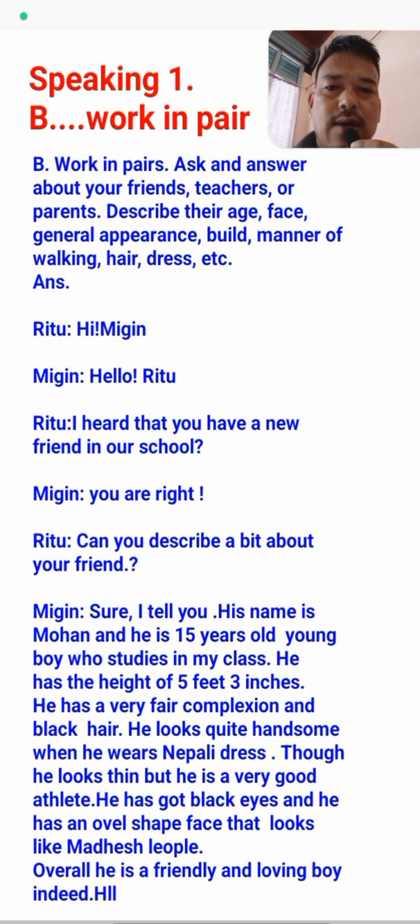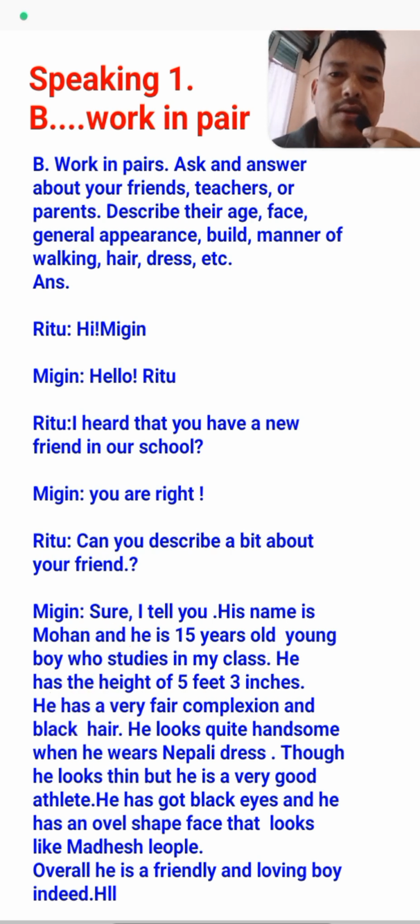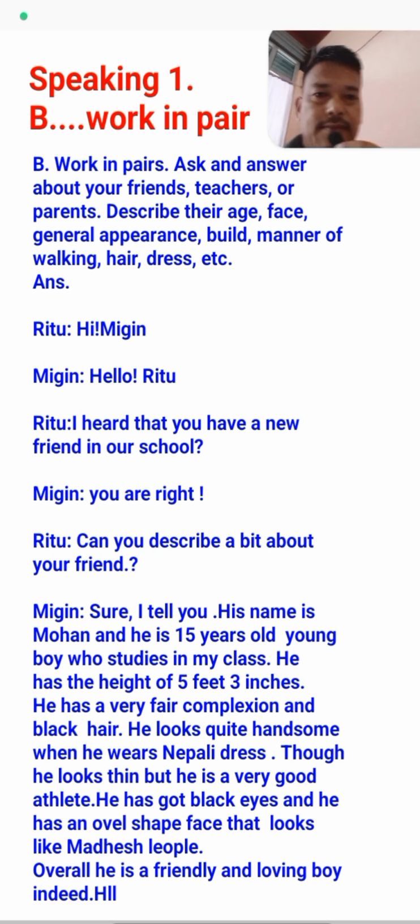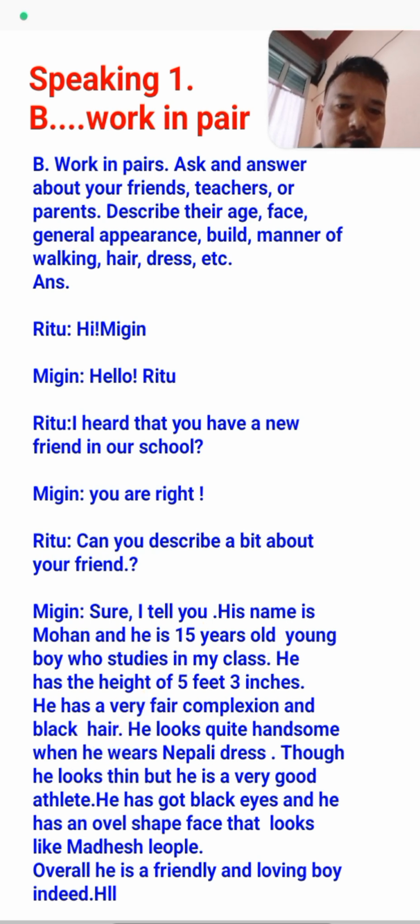Then Megan, you're right. And then Ritu, can you describe a bit about your friend? Now what you have to do, students, is describe your friend, or a teacher, or your parents. So you have to describe what? Their age, face, general appearance, and manner of walking and hair dress.